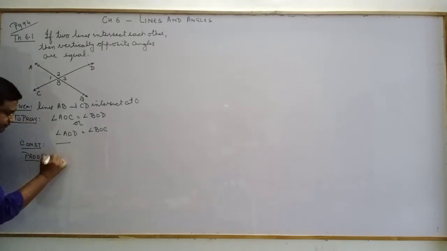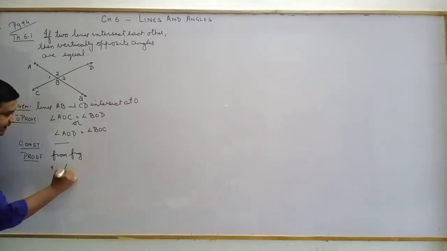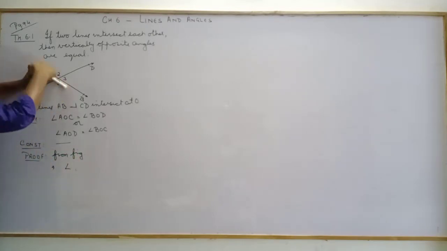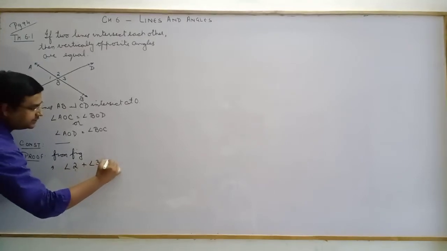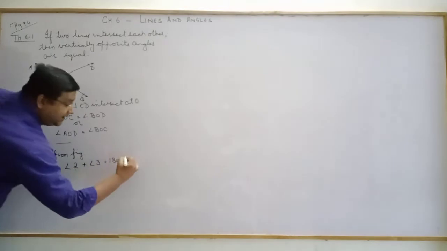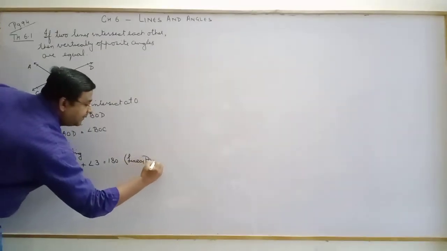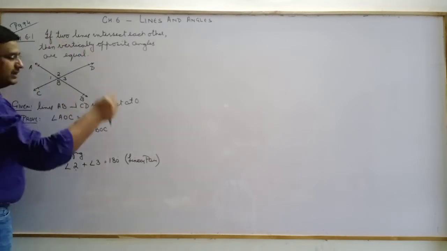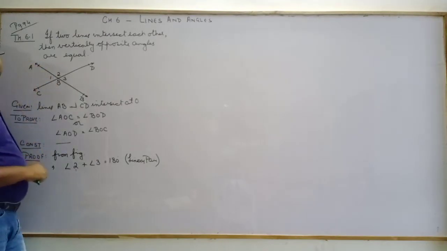From the figure, first of all, line AB: angle 2 plus angle 3 is equal to 180. Reason, write it down, reason is very important: linear pair. You know what is linear pair? When a pair of angles, pair means what? 2. When a pair of angles give the sum 180, we say what? It is a linear pair.